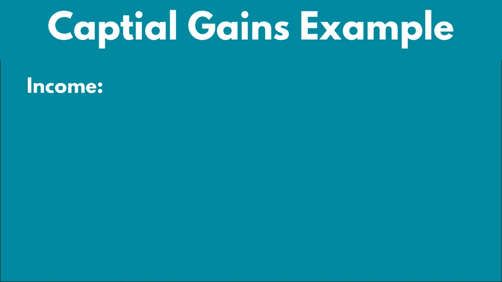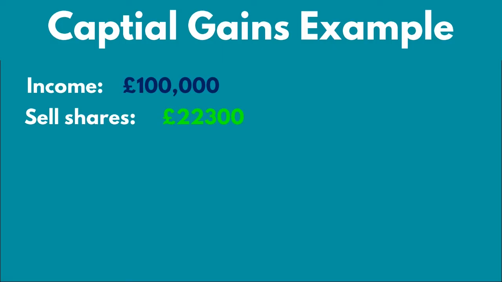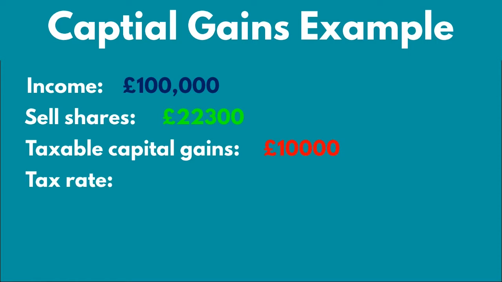Let's say you have an income of £100,000, so you are a high rate taxpayer. You sell investments for a profit of £22,300 in the current tax year. As you get £12,300 of that capital gains tax-free, you will have to pay tax on the remaining £10,000. As a high rate taxpayer, this would be 20% tax, which translates to £2,000. That's a lot of money to be handing over to the taxman. This is where tax loss harvesting comes in.